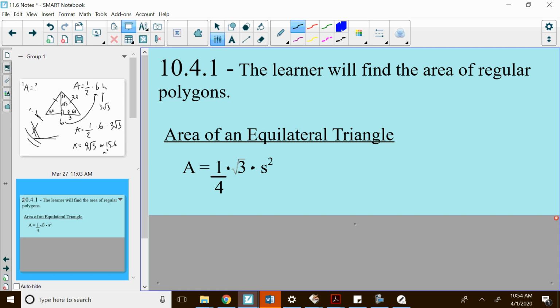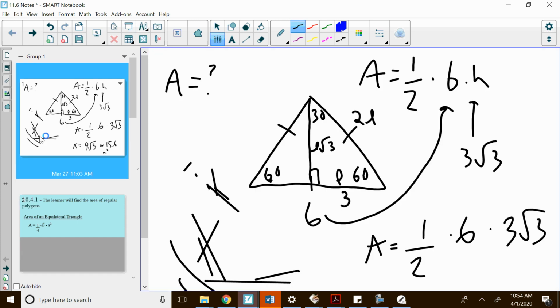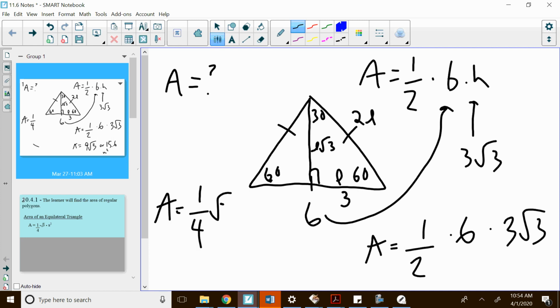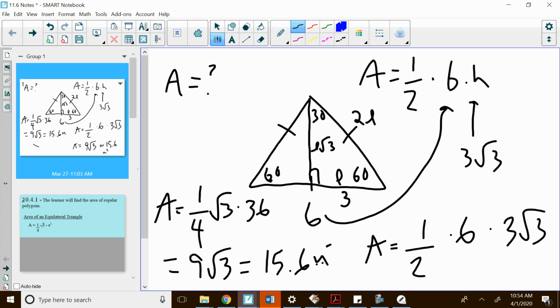So if we go back to our same picture here, let's erase this. This is only for an equilateral triangle, by the way. The area is equal to 1/4 times the square root of 3 times 36, and what do you know? It also gives us 9 root 3, which is equal to 15.6 units squared. So it ends up working out.